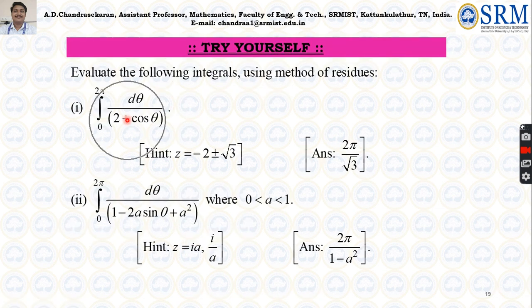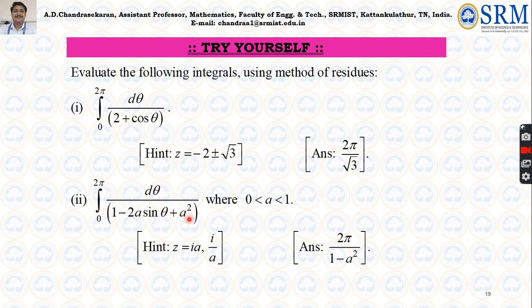The first one is integral 0 to 2 pi d theta by 2 plus cos theta. If you convert this in terms of z, then you get f of z. If you solve the f of z, the poles of f of z are minus 2 plus or minus root 3. But anyhow, the circle is the unit circle, so kindly check whether the poles lie inside or outside. The final answer is 2 pi by root 3.